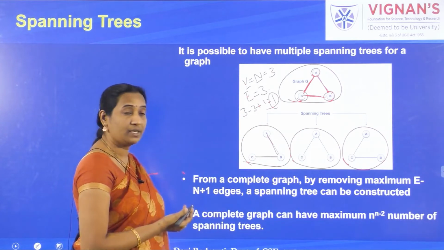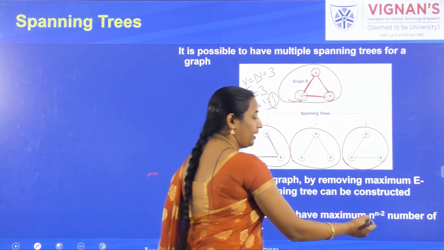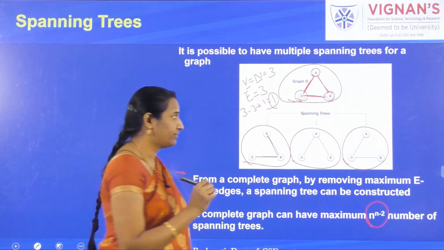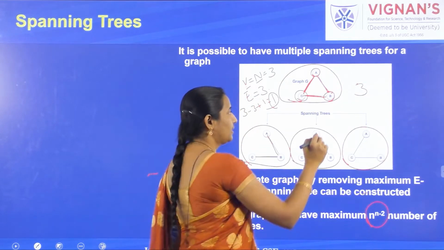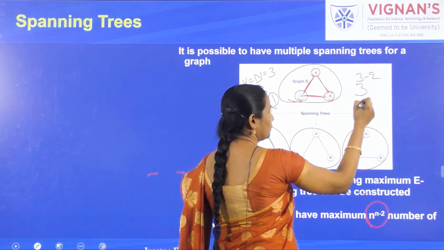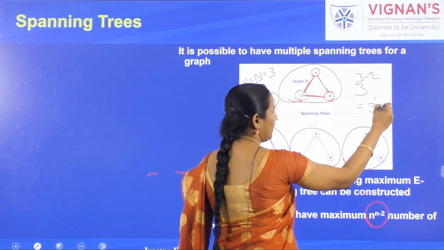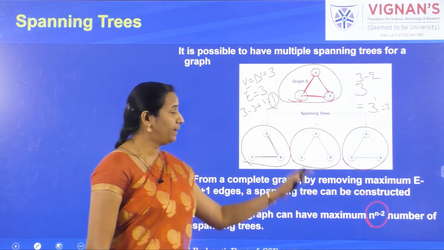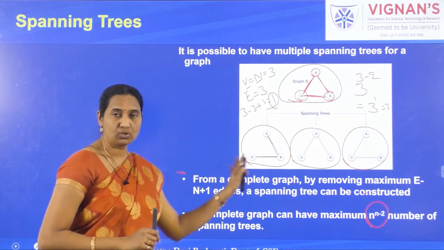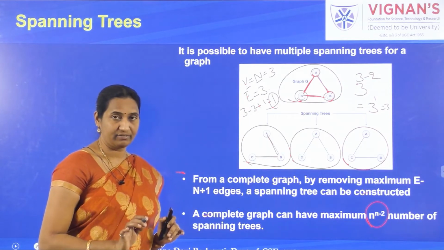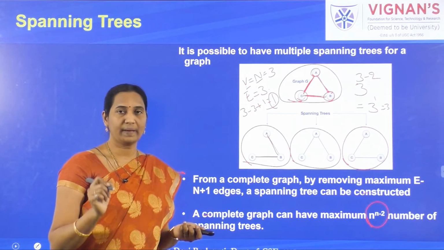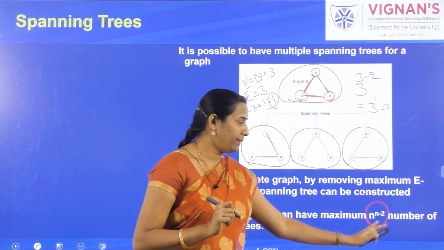And how many such spanning trees are possible? You can design n power n minus 2 spanning trees if the graph is a complete graph. Here the n value indicates the number of vertices. Here the number of vertices is 3. So 3 power 3 minus 2. What is it? The value is 3 power 1, which is equal to 3. So you are able to design 3 different spanning trees for the given complete graph. This holds good only when the graph is a complete graph. For a non-complete graph also, there is a possibility of having more spanning trees, but it need not be n power n minus 2.